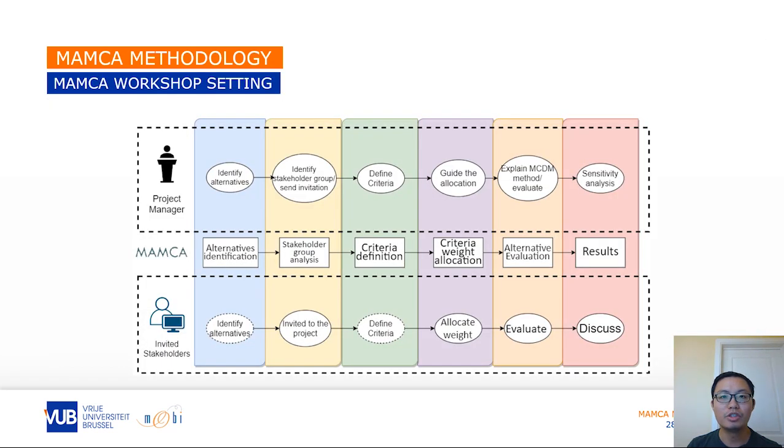MAMCA is a decision-making methodology which allows high interaction with stakeholders. To better adapt the concept of stakeholder groups' involvement and to better facilitate the workshop, the standard MAMCA participation framework was introduced. The decision makers and stakeholders have different tasks on each MAMCA step. And in the workshop, the decision makers can coordinate stakeholders, for example, evaluator allocation and evaluation. Stakeholders can also provide feedback to decision makers, such as proposing a possible missed criterion for the stakeholder group.